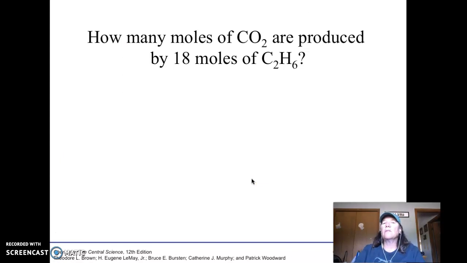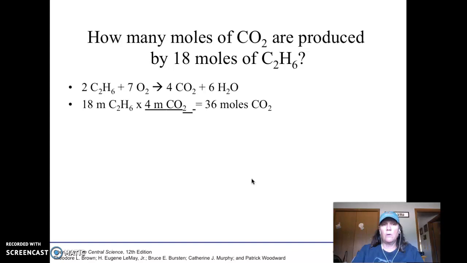How many moles of carbon dioxide are produced by 18 moles of C2H6? Again, you have to have that balanced equation. No balanced equation, can't do the problems. Okay. If you're doing moles to moles, it's really easy, you guys. It's just 1 step.